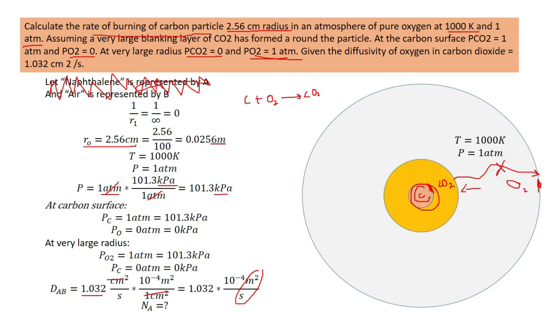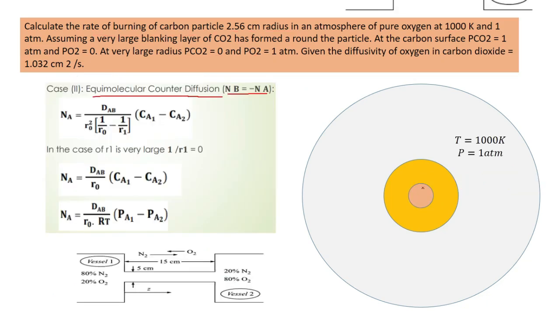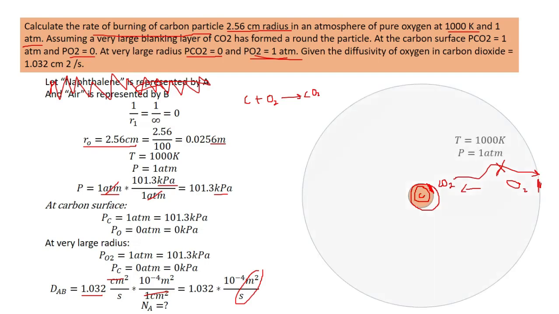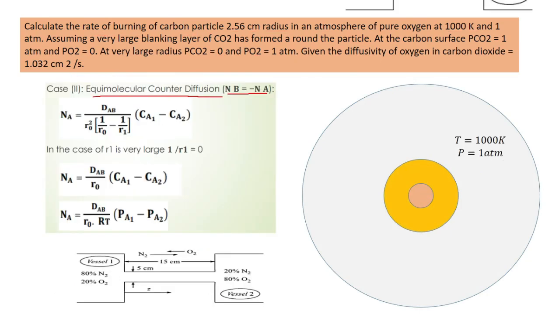So the rate of burning of this carbon particle you have to determine. In the next slide, this is the problem of equimolar diffusion. In the first example, you had a large volume of still air, but here there is no still air. CO2 is being formed and the diffusion occurs in both directions, in this direction and in this direction as well. So we can assume equimolar diffusion.